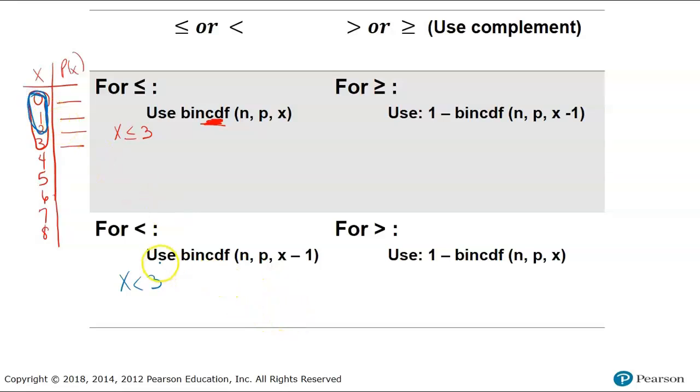When I go to put this in my calculator, I'm going to do the binomial CDF, whatever my N and my P are for that particular problem. And if this is my X, I'm going to take 1 from that, and I'm actually going to stop at 2. So I'm going to stop 1 short of where I need to be if it's a less than problem, because if I go all the way up to 3, I've gone too far.